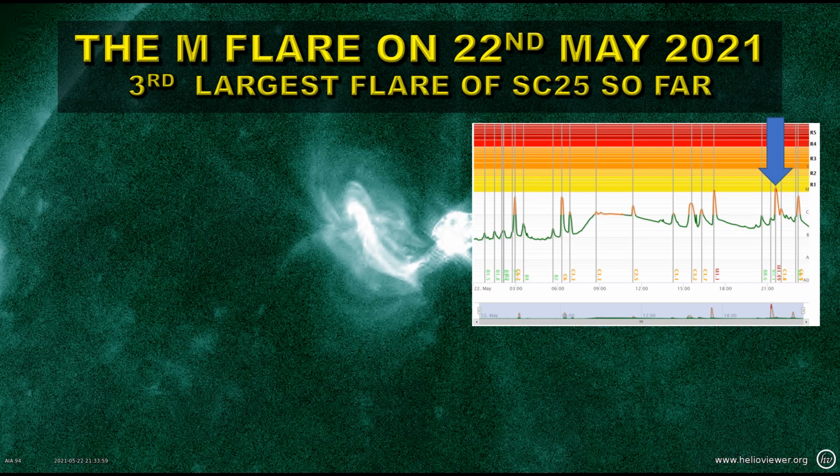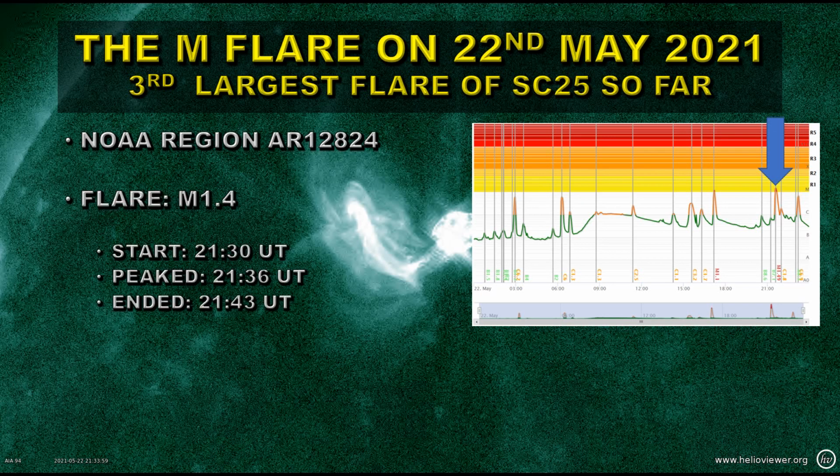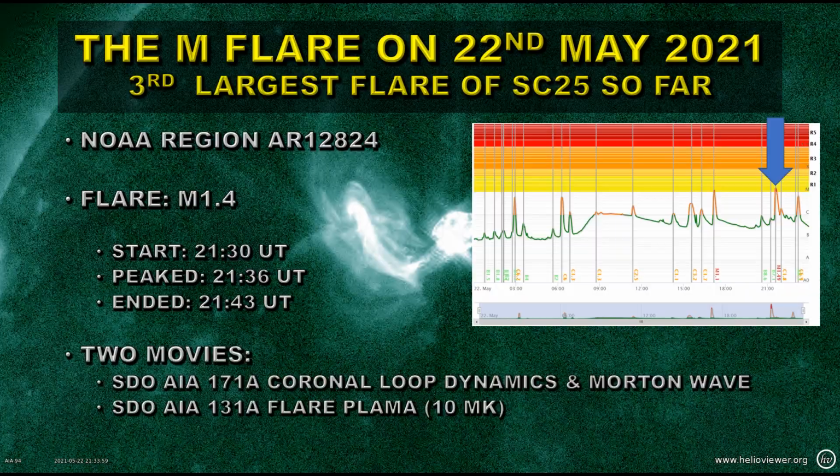This light curve might seem a little deja vu, but a few hours after the M1.1 flare, we had an M1.4 flare. It was also from the same region, 2824. It peaked at 2136.